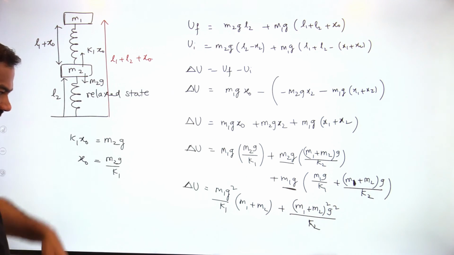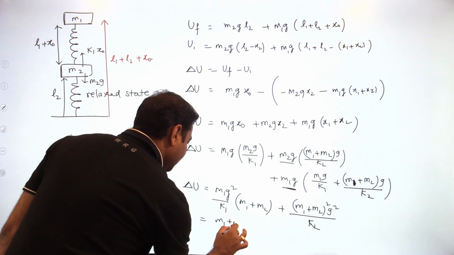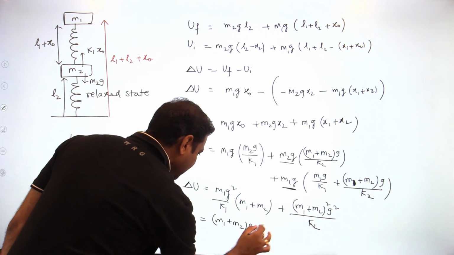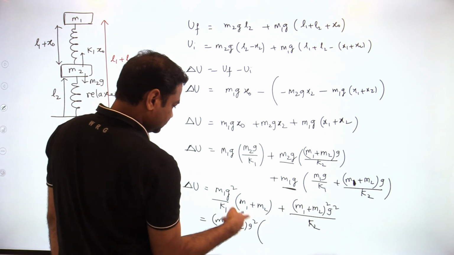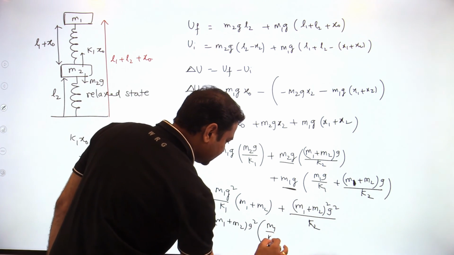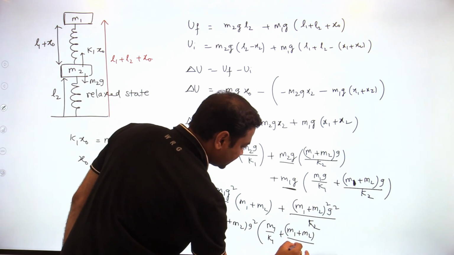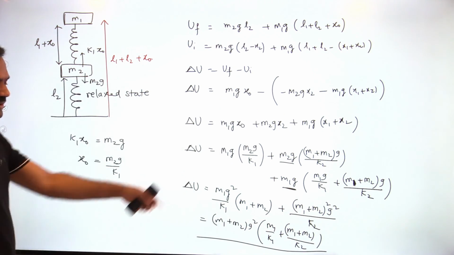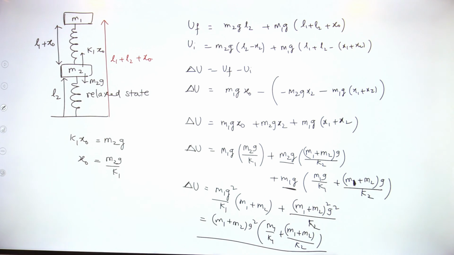Still, you can take (M1 plus M2) g common, then g squared, then M1 by K1 plus (M1 plus M2) by K2. Okay, we leave it over here. I think you understood the logic, no need to simplify further. According to the given option you can identify the answer.